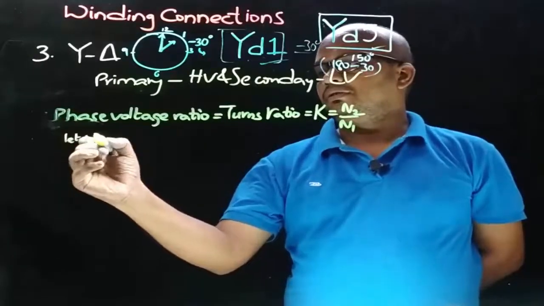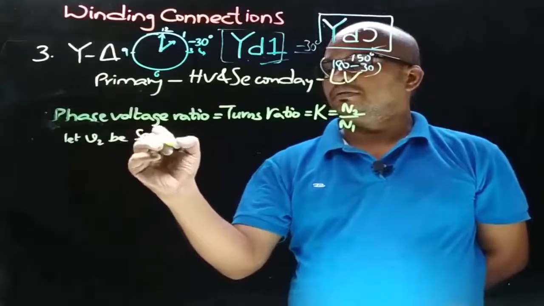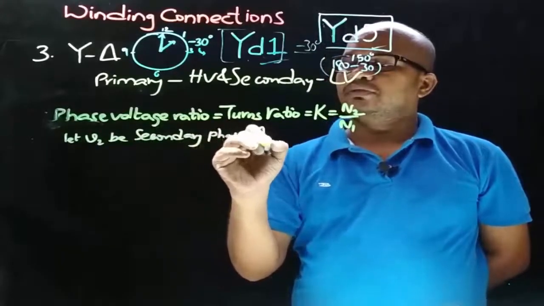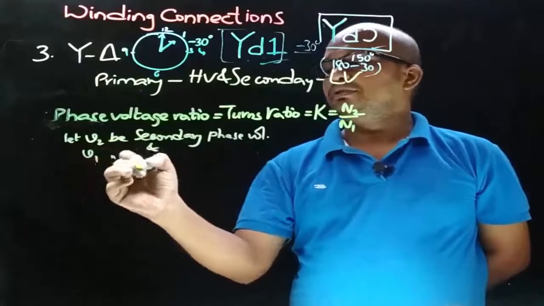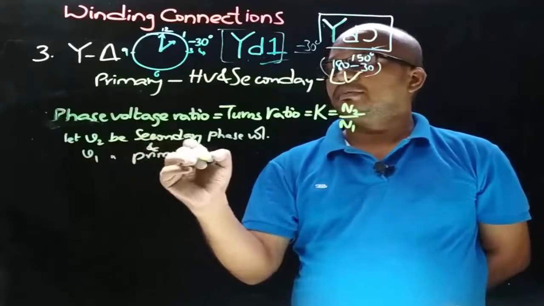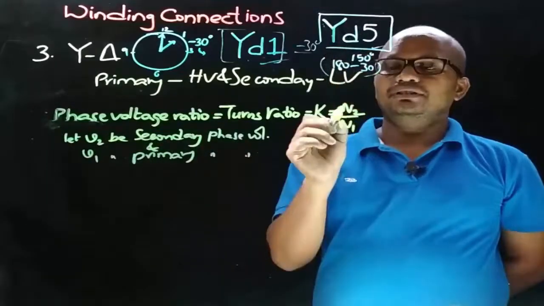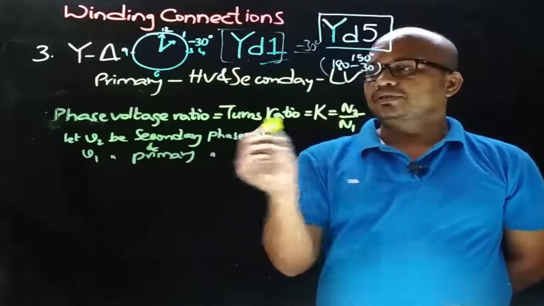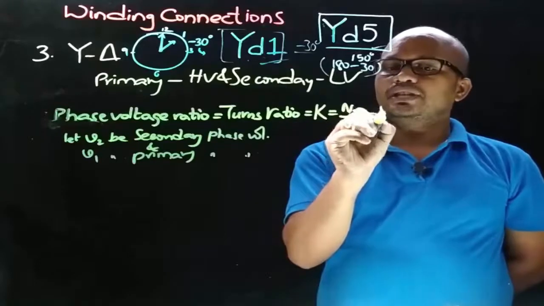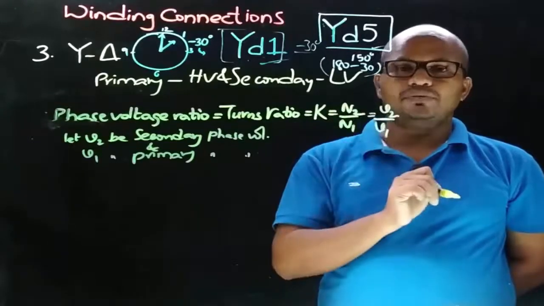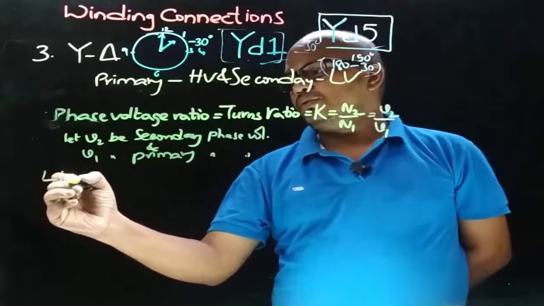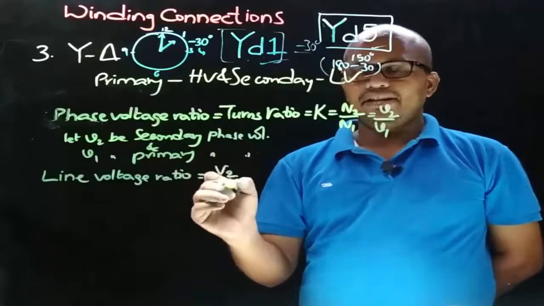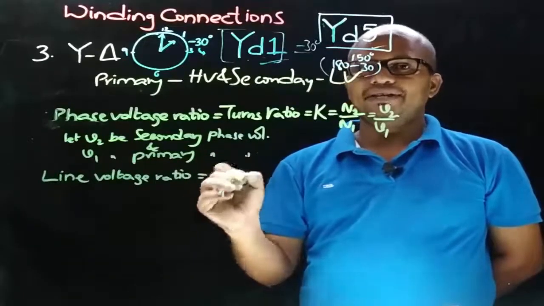Let small v2 be secondary side phase voltage and small v1 be primary side phase voltage, and here N2 represents the secondary side number of turns and N1 represents the primary side number of turns. So here phase voltage ratio can be taken as equal to small v2 by small v1. And now let's know the line voltage ratio. Let V2 be the secondary side line voltage and let V1 be the primary side line voltage.